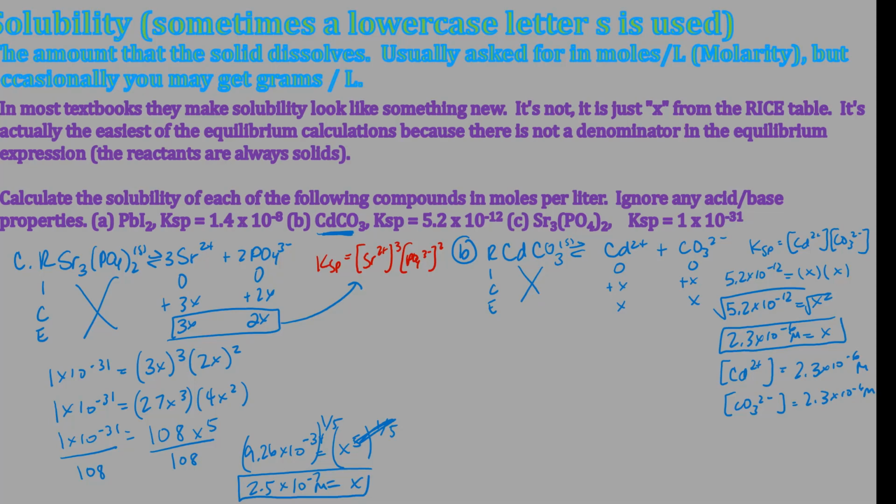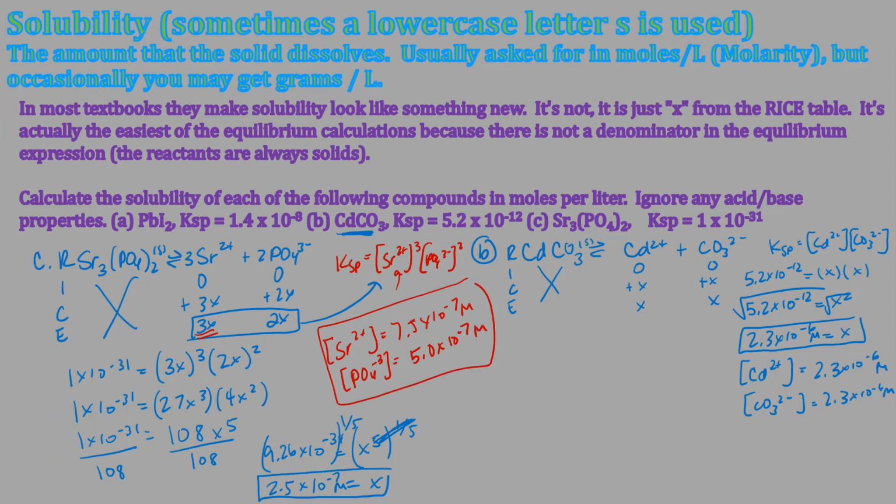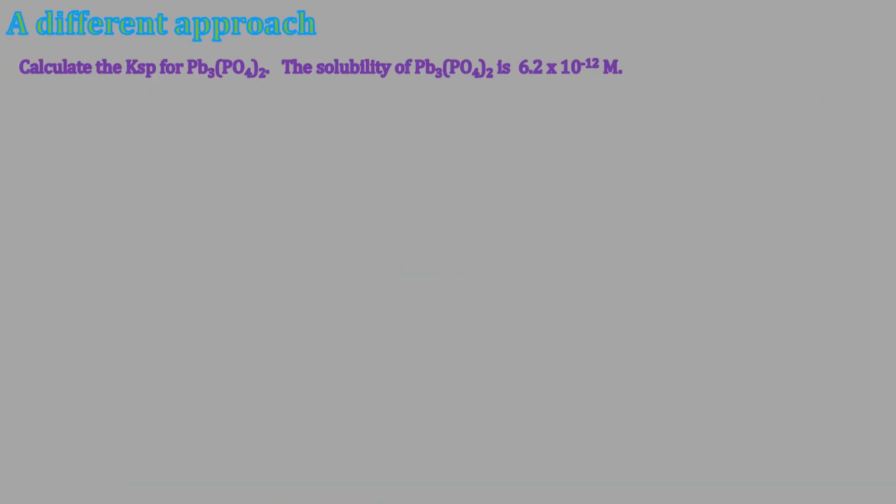But I wanted to also put out there that since this is times 3x, right? That the concentration of strontium in a saturated solution would then be this times 3, which is going to be 7.5 times 10 to the negative 7. And then phosphate would be times 2, so it'd be 5.0 times 10 to the negative 7 molar. All right, now this wouldn't be part of the answer, but it'll help you understand it if I keep calculating it. All right, so this is different, it's backwards.